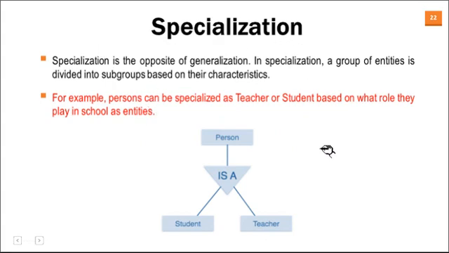Second one is specialization. Specialization is the opposite of generalization. When a particular entity is subdivided into sub-entities according to their different features, functions or characteristics, then I can say it is a specialization. If I say a person can be a student, a person can be a teacher, a person can be an employee, a person can be a postman. It means a person has different characteristics, and I am dividing them according to their special characteristics. That's why we call it specialization.